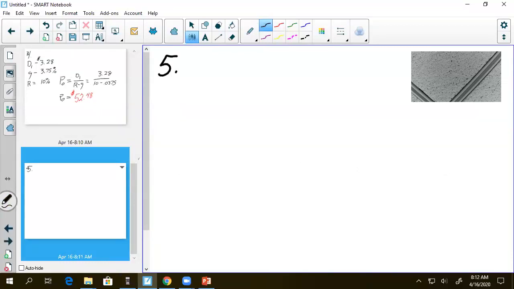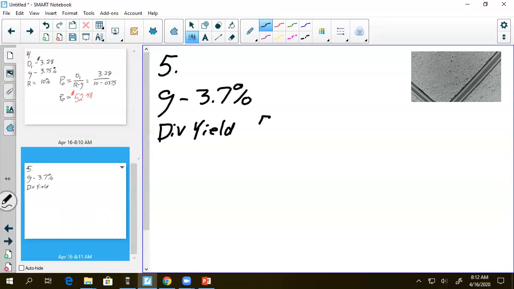So number 5 then. Grateful 8 company is expected to maintain a constant 3.7% growth rate on its stock. If the company has a dividend yield of 5.6%, they want to know what's the total return.